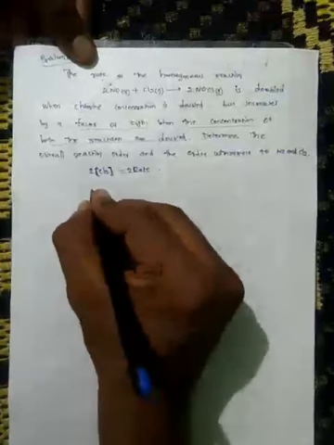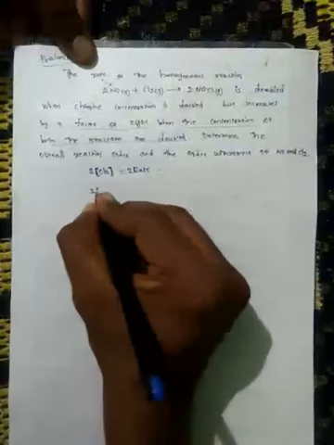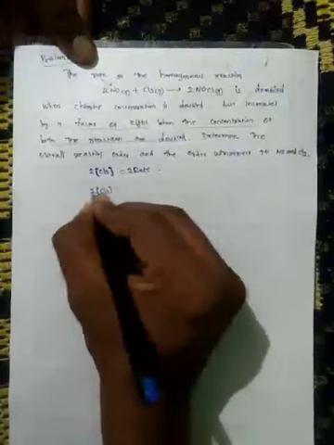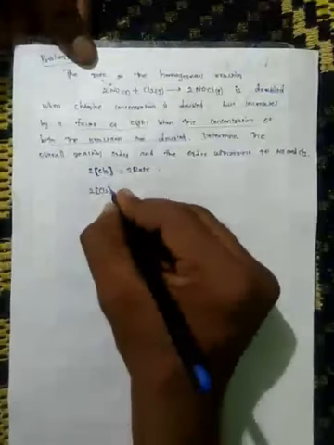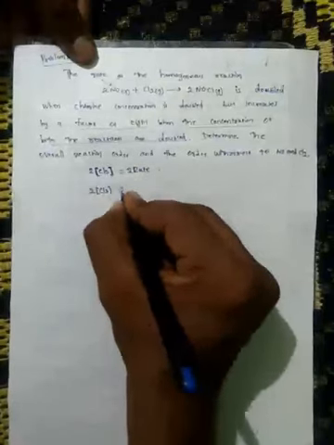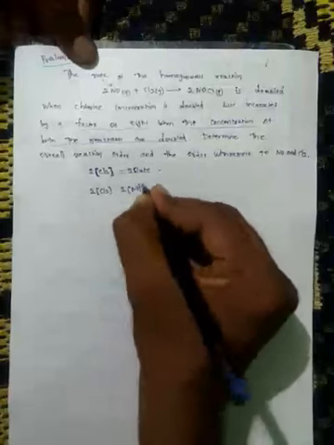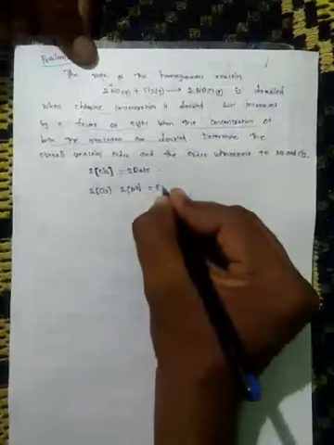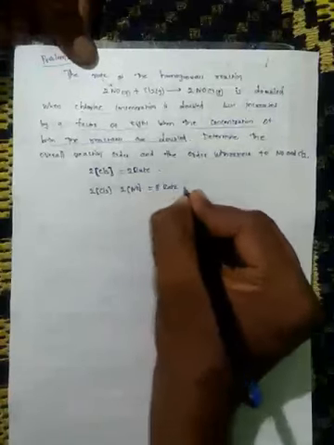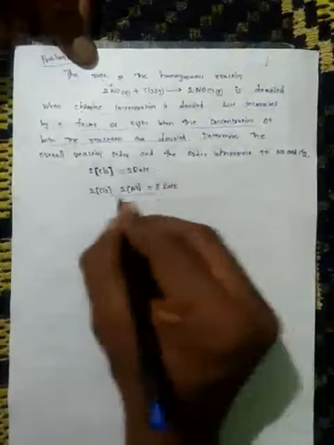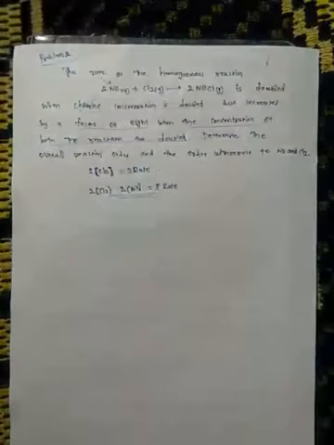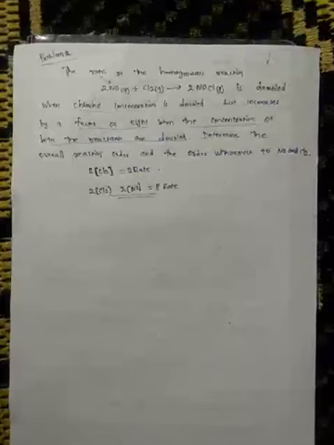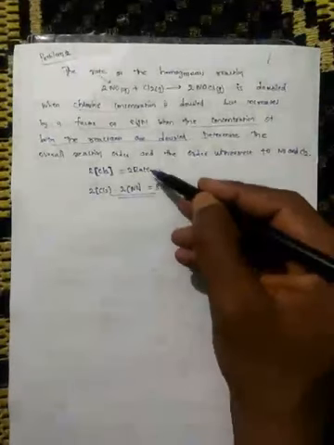When I double the concentration of chlorine, and if I double the concentration of NO, then the rate increases 8 times. The rate increases 8 times. Okay, this is the experimental data.